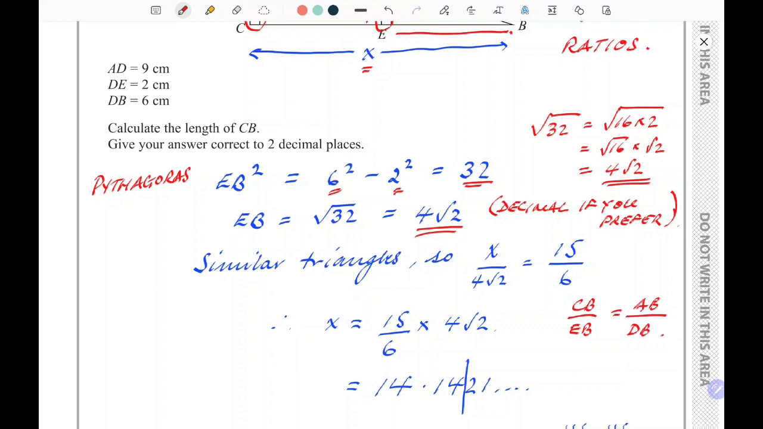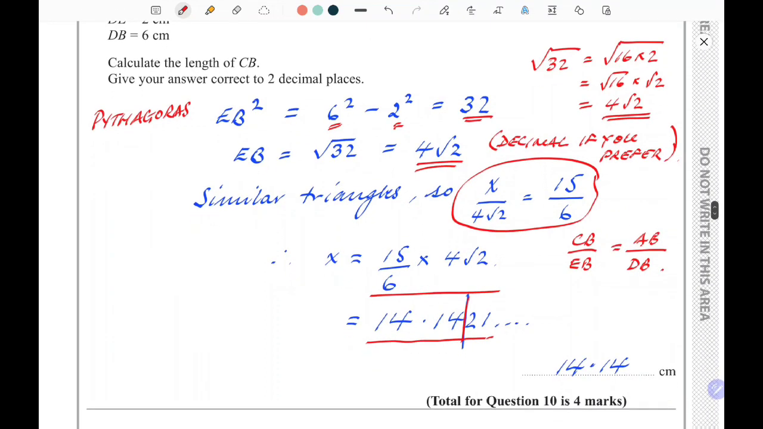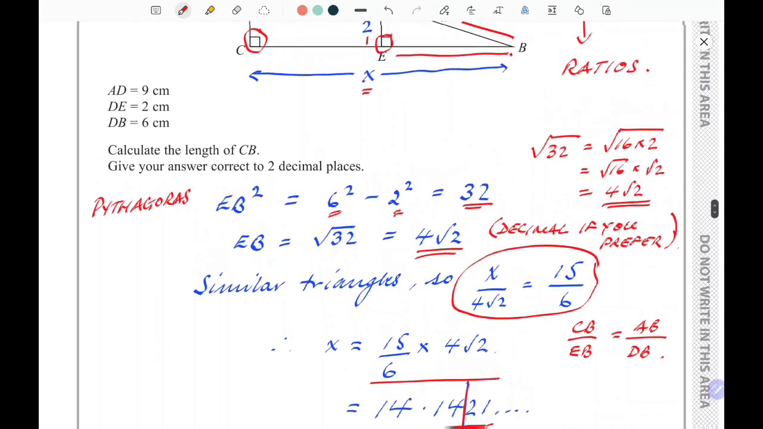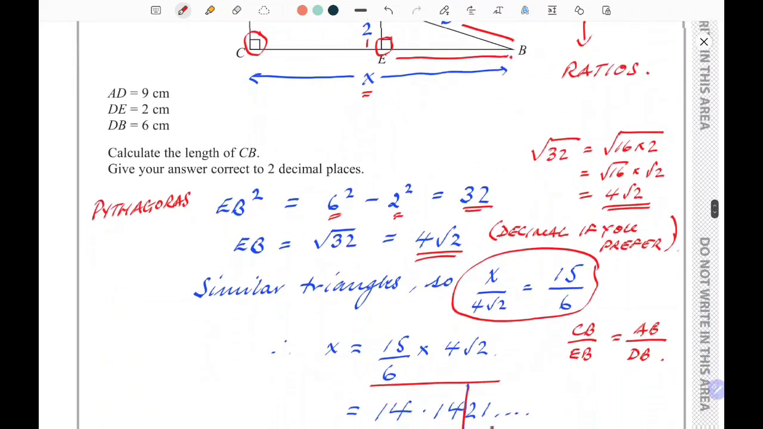Okay, so using that, we get the ratios, proportions here. X over 4 root 2 must equal 15 over 6. And rearrange that. Just multiply the 15 over 6 by the 4 root 2, and you get 14.1421, etc. And again, I've cut the number after the second decimal, 14.14. So if you're not quite sure of the similar triangle method, then do take a look at that. And again, if you need some clarification, please leave it in the comments.